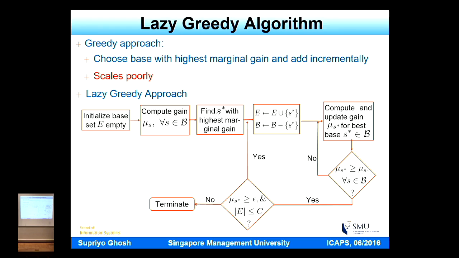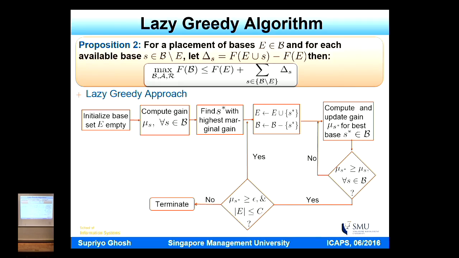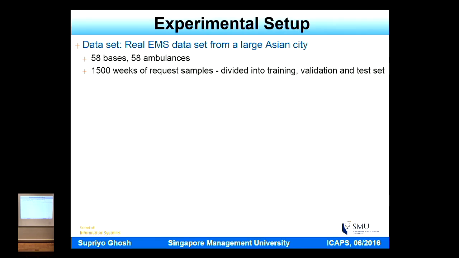Now this process will continue until our budget constraint is violated, or the marginal gain is not significant enough. One of the good things about the lazy greedy is that we can compute an upper bound for the lazy greedy approach. So this proposition says that at any point of time, we can compute the upper bound for the optimal solution, which is nothing but the utility of the resulting base set plus the cumulative upper bound of all the remaining bases. So this way we can find at any time how far we are from the optimal solution. So that's all from the technical part.